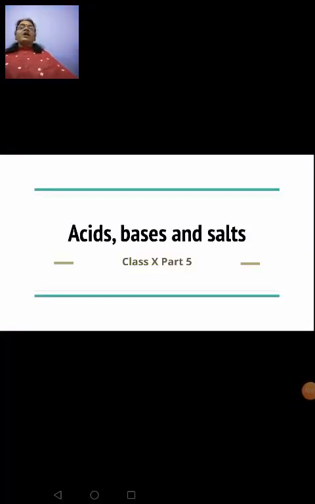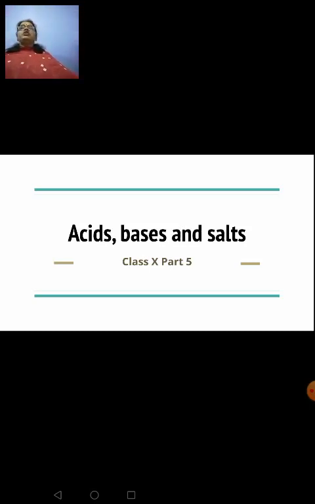Today we are going to do part 5 of this chapter number 2, acids, bases and salts. Let's do a quick revision of what we had done in the earlier session. We had learnt about the strength of acids and bases, how to identify the strength of an acid and a base by using a universal indicator, and we had learnt about pH in our everyday life.